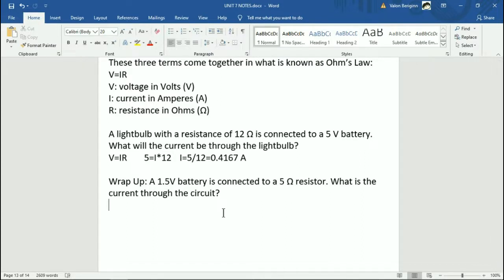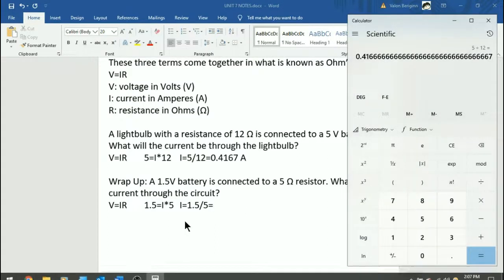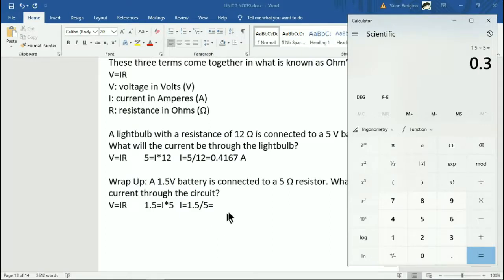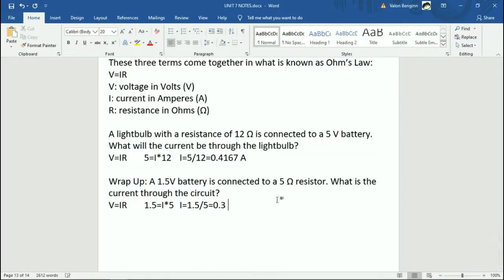Okay, so again, this is basically exactly the same as the question right above that. Voltage equals current times resistance. We have the voltage, it's 1.5. We need to know the current, and the resistance that we have is 5. So therefore, the current equals the voltage 1.5 divided by the resistance of 5, which should be 1/3, right? Or 0.3. Okay, yeah, 0.3 amps. So again, it's pretty simple, right?